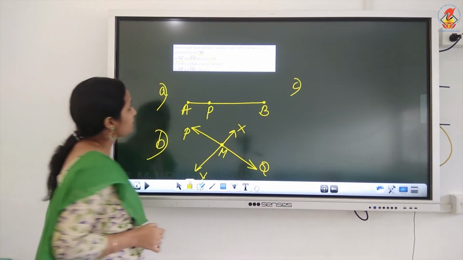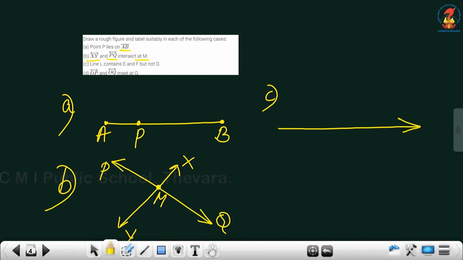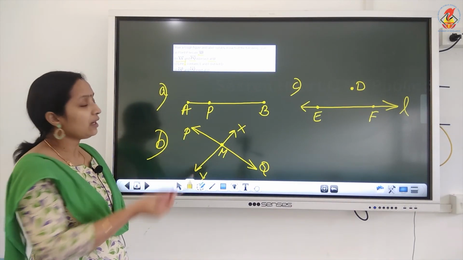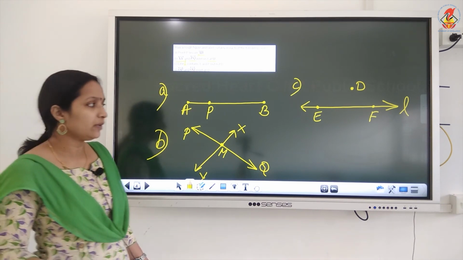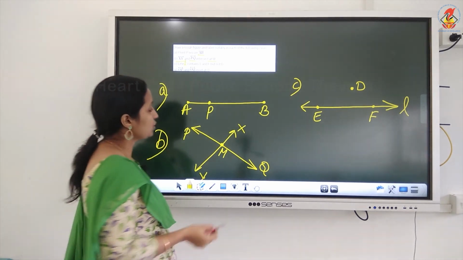Okay. Now look at the C question. Line l contains E and F but not D. We already studied that a line passes through many points. Line l is given there and E and F are points on that particular line. The l is a small letter here, okay. Line l contains E and F but not D. D is not on this line. So somewhere you mark the point D, outside, not on this particular line. Anywhere you can mark it, either here or here also, no problem. I hope it's clear.